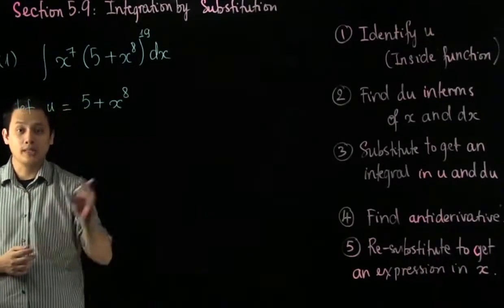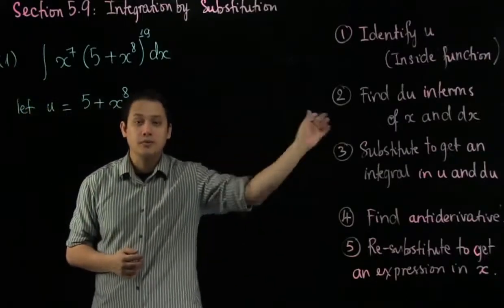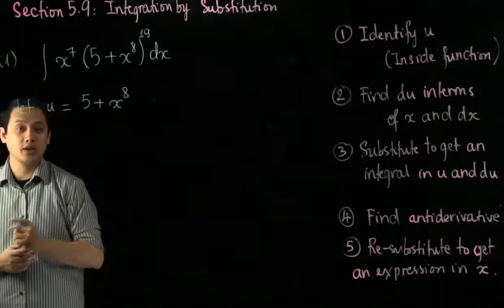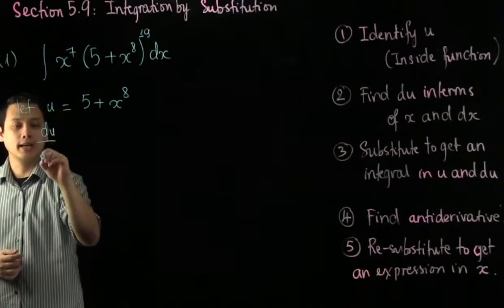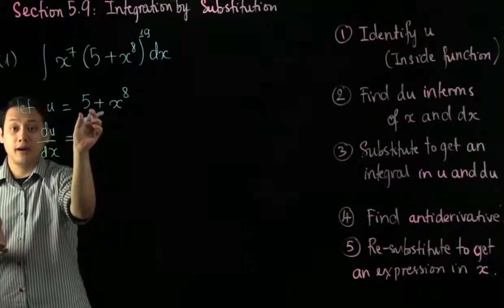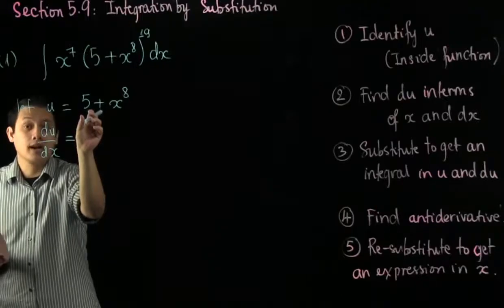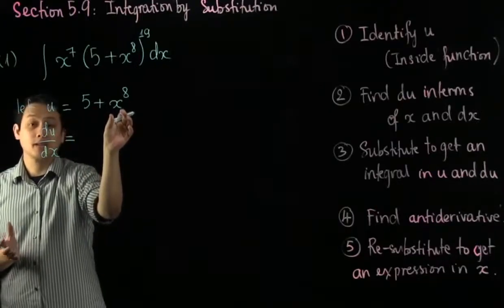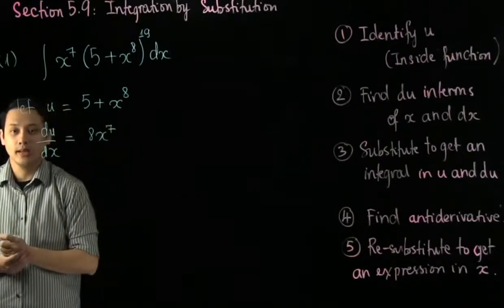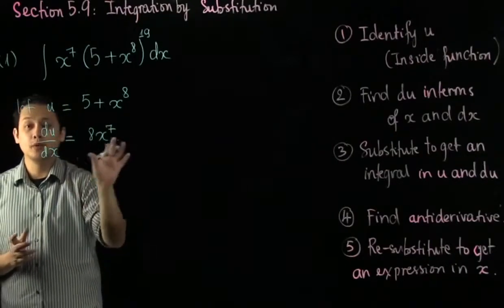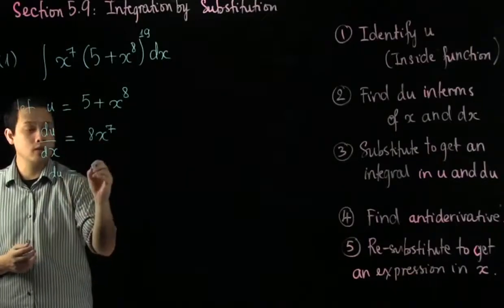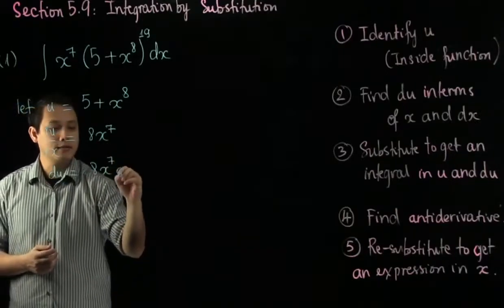Now that is step 1. Step 2, find du in terms of x and dx, and that is to take the derivative of both sides of this equation. You get du/dx equal to, the derivative of 5 is just 0 because 5 is a constant, and then the derivative of x to the power 8 is 8 times x to the 7. As I mentioned in class, you need to multiply both sides by dx. Therefore, you get du equal to 8 times x to the 7 dx.